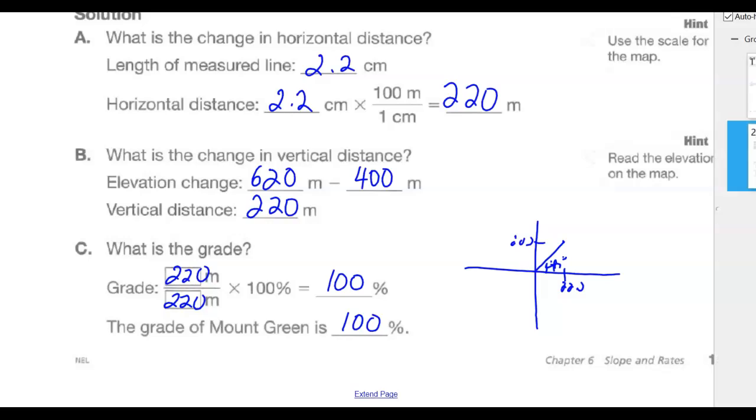Okay, so that's the end of this section, 6.4. So you can do the practice on that and then go to 6.5.